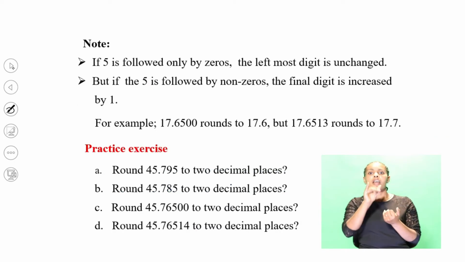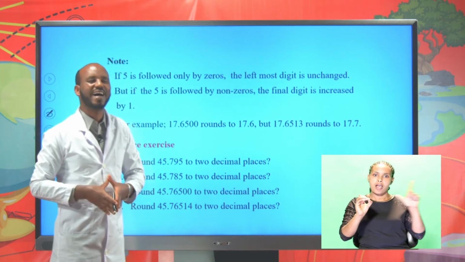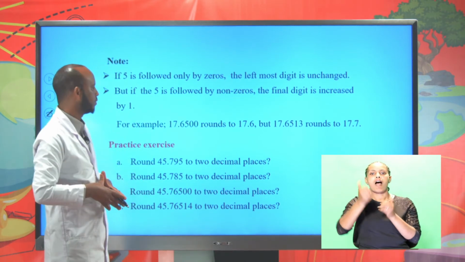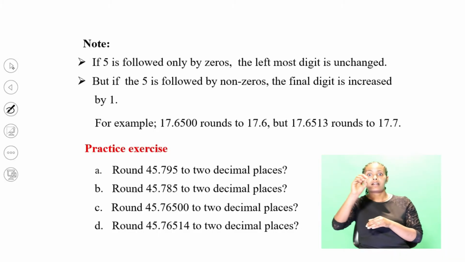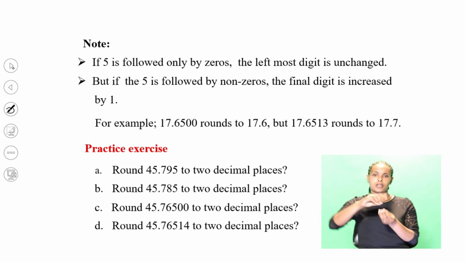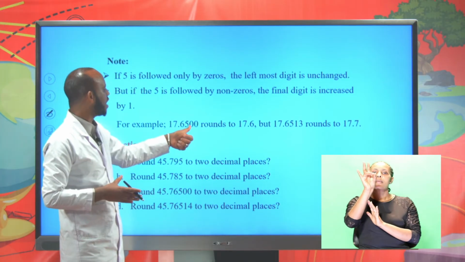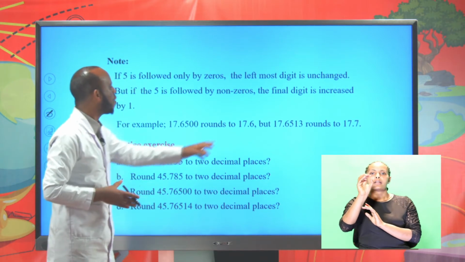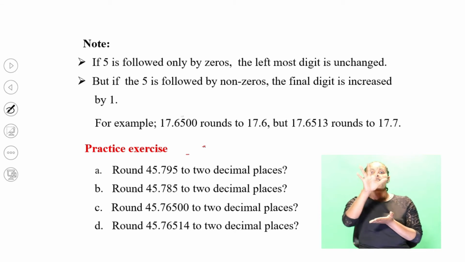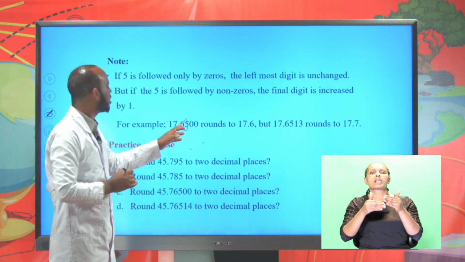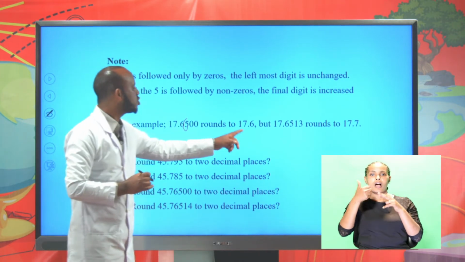Note, if 5 is followed only by zeros, the leftmost digit is unchanged. But if the 5 is followed by non-zeros, the final digit is increased by 1. For example, 17.6500 rounds to 17.6. You see, the number to be removed is 5. Now this 5 is followed by zeros. The preceding digit is retained and reported as 17.6.